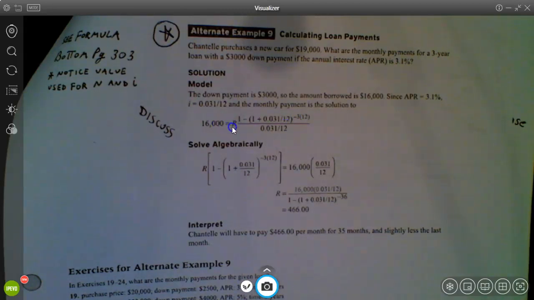From there, solving for R is very basic algebra. Basically, I have to figure out this whole number and divide it into my 16,000. And that's where they came up with these payments. So if the person makes the payments for the next 3 years, then their car would be paid off. And that's it. So that is the end of chapter 3.